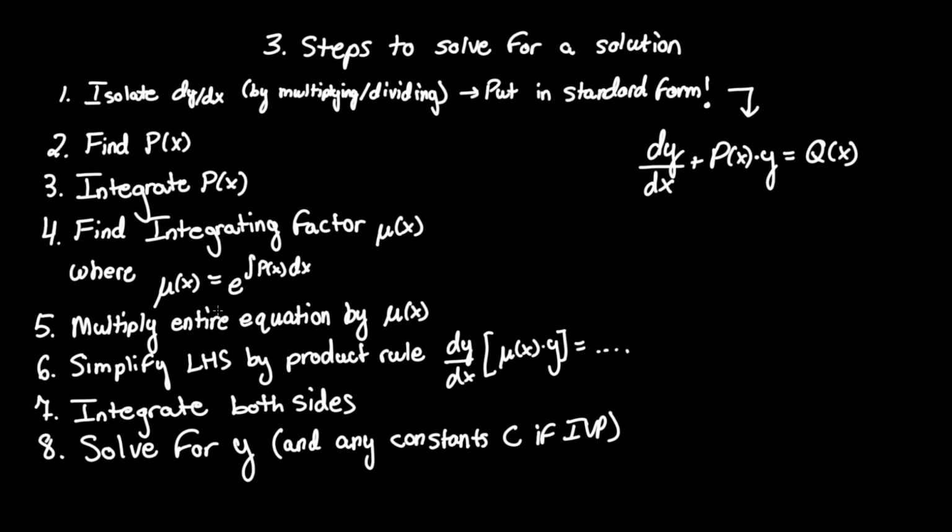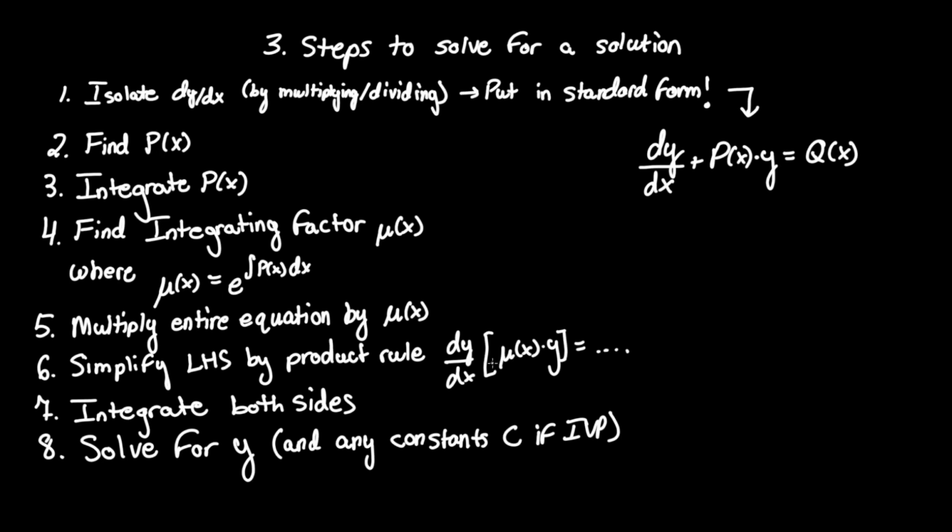So once we have found mu of x, or I of x depending on what the textbook calls it, you multiply the entire equation by mu of x, including the dy/dx term, everything by mu of x. To clarify, you multiply everything by mu of x like that. By doing that, you set up a reverse product rule, and by that I mean on the left hand side you'll be able to simplify it into the derivative of mu of x times y equals whatever happened to the q of x term.